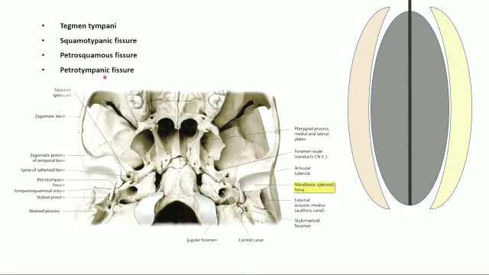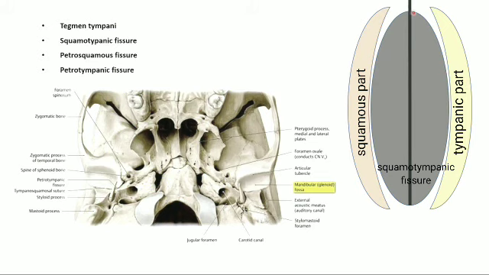Petrosquamous fissure and petrotympanic fissure. So I would like to explain these two parts with this illustration. So before that, you identify the area of the squamous part of the temporal bone and the tympanic plate. Remember, in between this squamous part of the temporal bone and the tympanic plate, this part you can call the squamotympanic fissure. So in this illustration, this is the area of the squamotympanic fissure, that is between the squamous part of the temporal bone and the tympanic plate of the temporal bone.